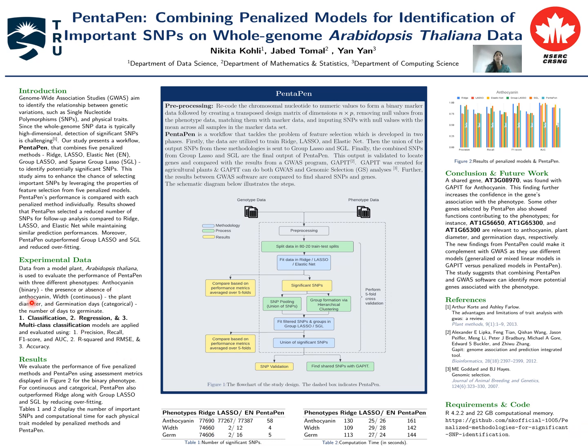Anthocyanin is the binary phenotype which maps the presence or absence of anthocyanin. Width is the continuous phenotype which indicates the plant diameter, and germination days is the categorical phenotype which gives the number of days to germinate.